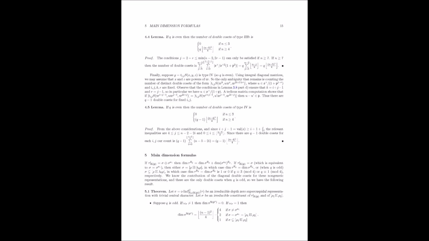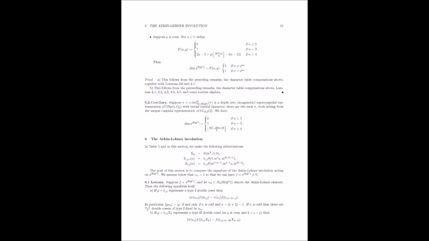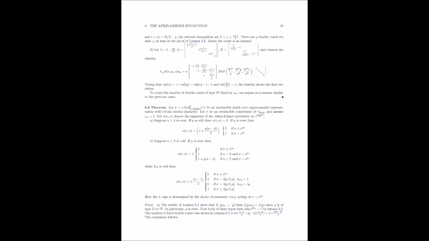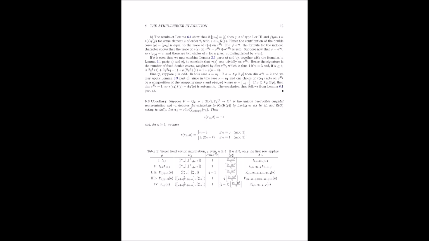What's the significance of that 1 plus q to the n over 2 part? That part comes from the number of double cosets of types 2 and 4 that are fixed by the Atkin-Lehner involution. Remember, those types only exist when q is even, so they only contribute to the signature in that case. Ah, right, because evenness matters. It does. Now, when n is odd, the formulas for the signature get a bit more complicated, and there are different cases depending on whether q is even or odd. Let's take even q first.